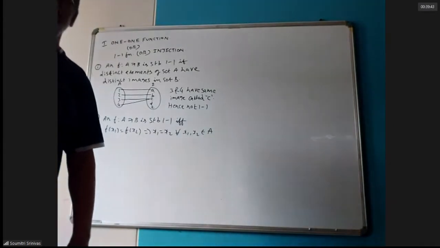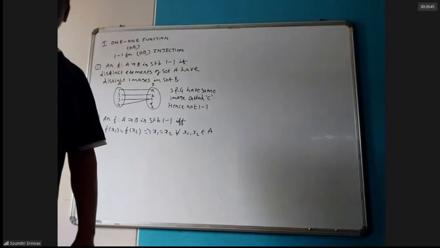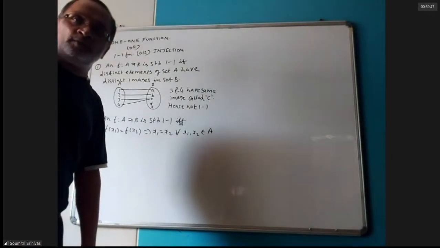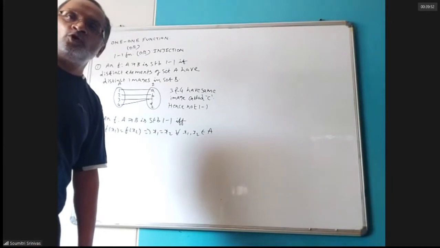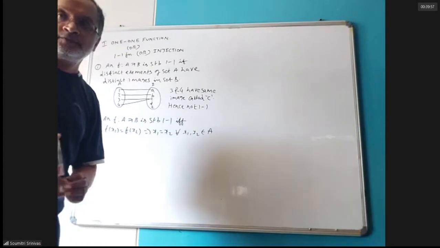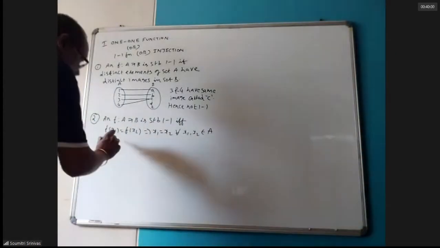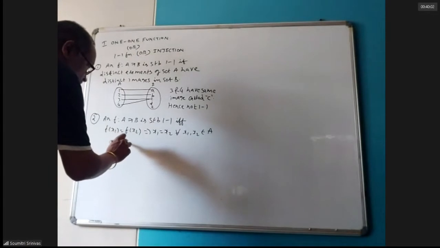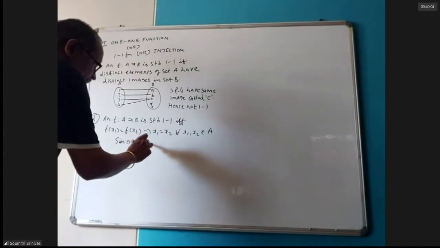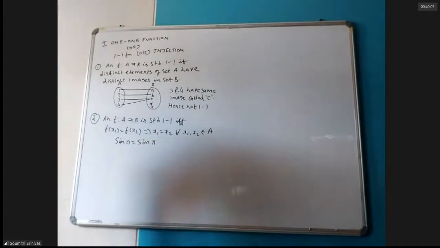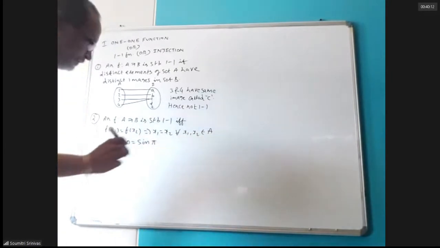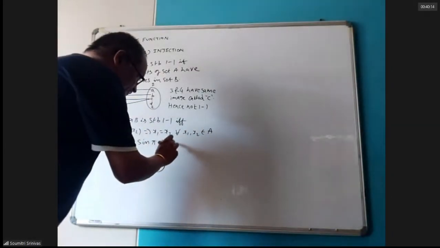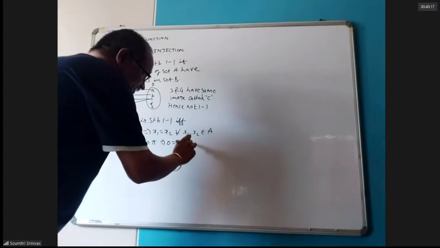Don't just shoot arrows in the dark. If you know the answer, say it confidently. Sin 0 is equal to sin pi. Agreed? Sin 0 is equal to sin pi. Does it imply 0 equals pi?